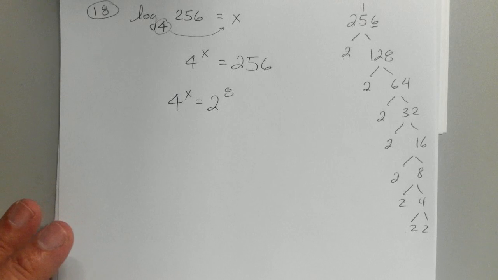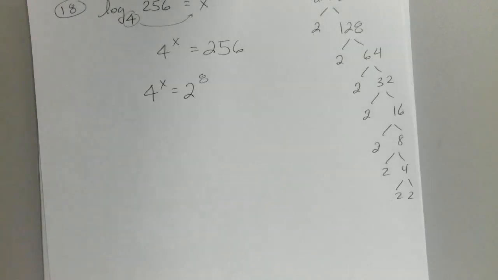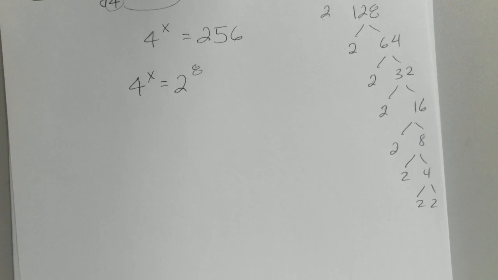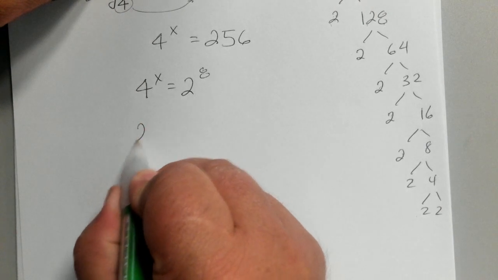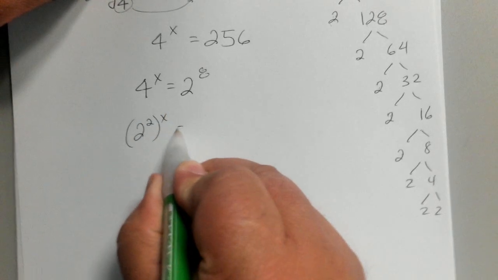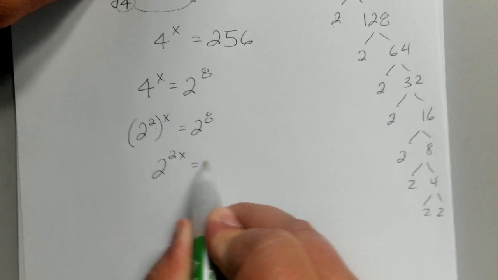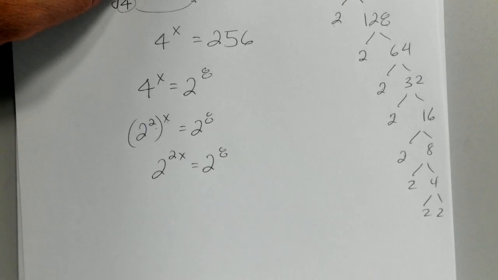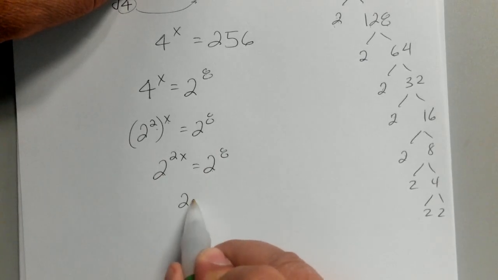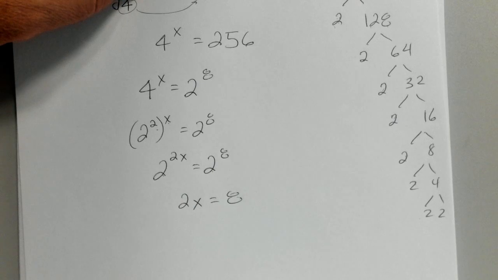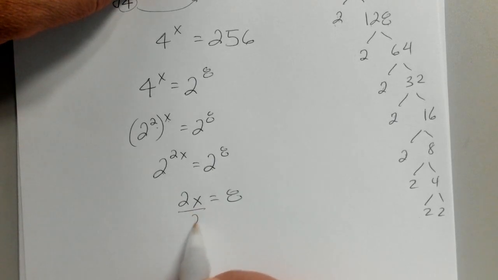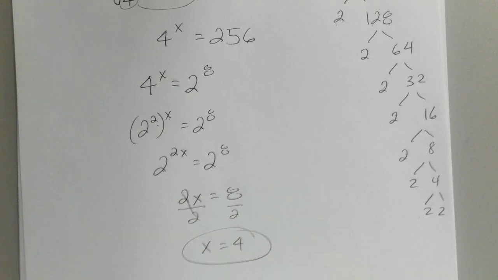Whenever you're asked to solve a logarithmic equation and they just give you the number, you have to get the same base. What is 4 made up of? 2 times 2. So it's 2 squared to the power x. Power to a power, you multiply. Since the bases are the same, in order to be equal, the exponents have to be equal. Divide both sides by 2. X equals 4, and there's your answer.